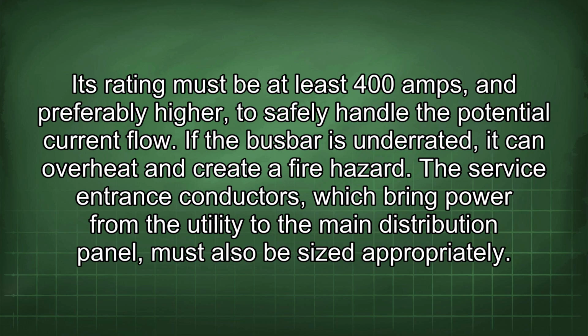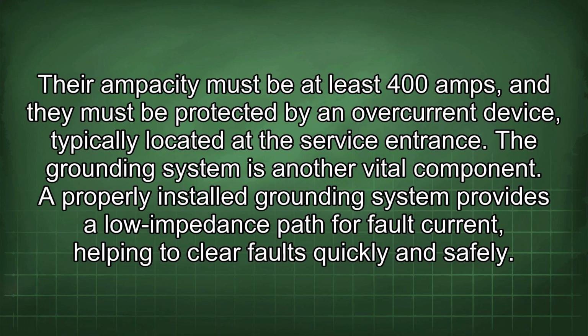The service entrance conductors, which bring power from the utility to the main distribution panel, must also be sized appropriately. Their ampacity must be at least 400 amps, and they must be protected by an overcurrent device typically located at the service entrance.